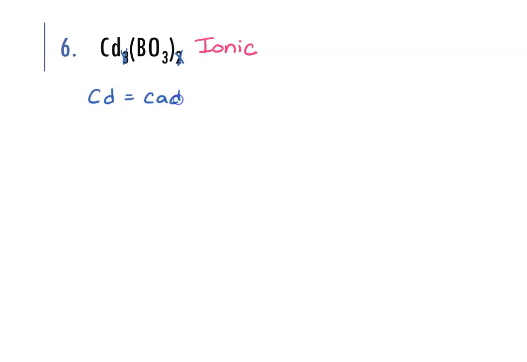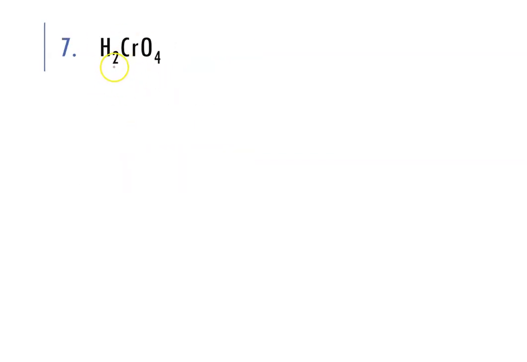So Cd is cadmium, and then what's inside the parentheses is just BO3. So this is 2 elements. So I'm going to go to my polyatomic ion chart, and I find that the name of this polyatomic ion is borate. It's ionic, so I don't change the ending of my polyatomic ion here. So this is just going to be cadmium borate. Okie dokie. So let's look at this next one.